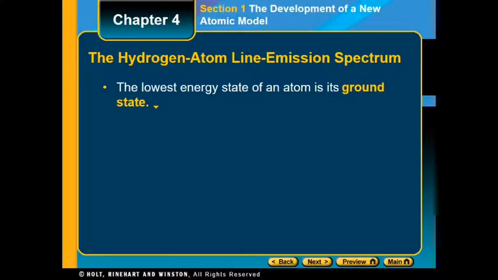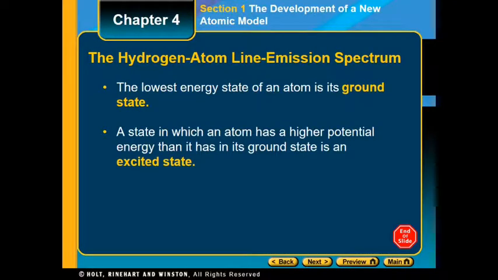So here we have ground state. It is the lowest energy state of an atom. So if your atom has multiple electrons or even one electron, those electrons want to live as close to the nucleus as they can to be in their ground state. But if an electron gets excited, it's going to move to a state of higher potential energy than what it was in ground state. And just a couple quick, and we're going to look at another video.